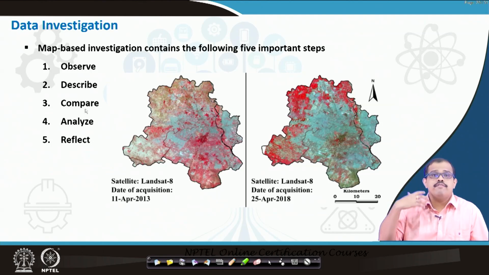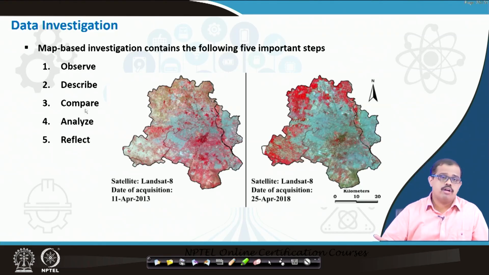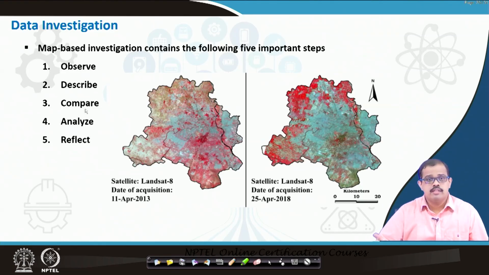And finally, reflecting this information in terms of a report or a thematic map or any other kind of map is the last part of data investigation. So this is about the map based investigation.